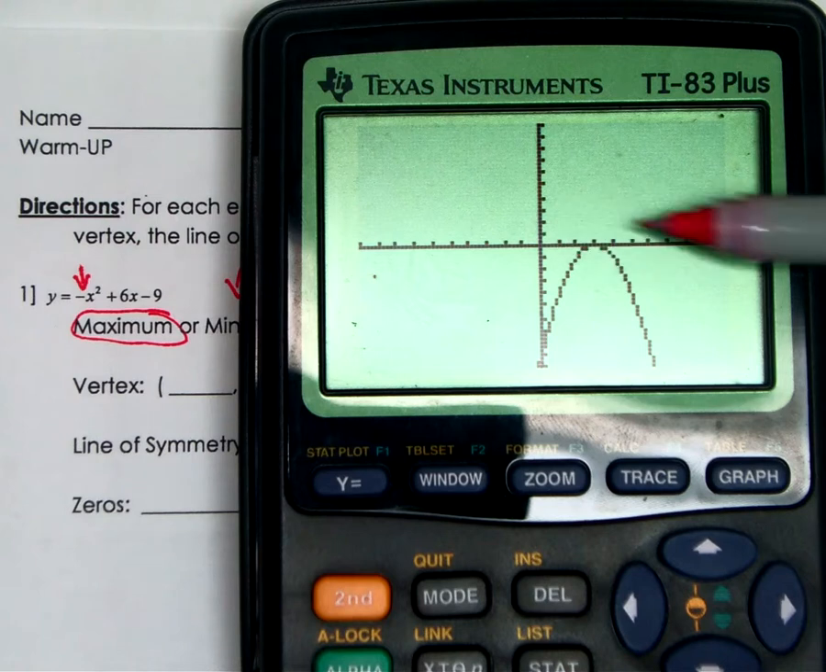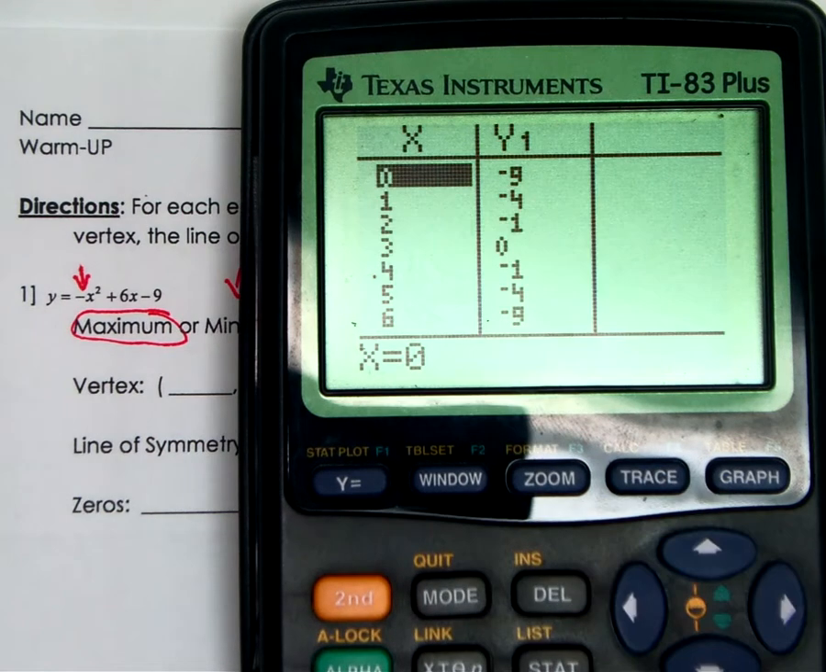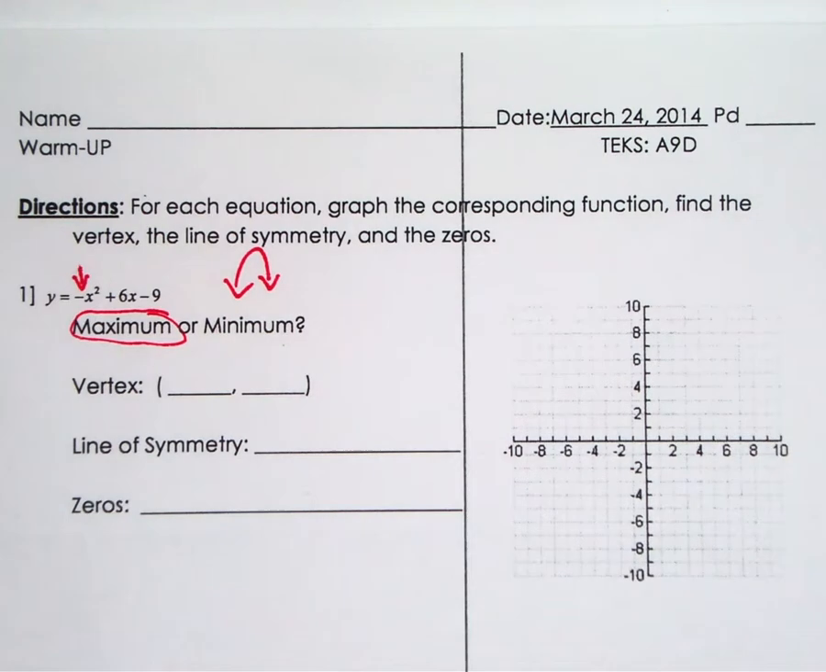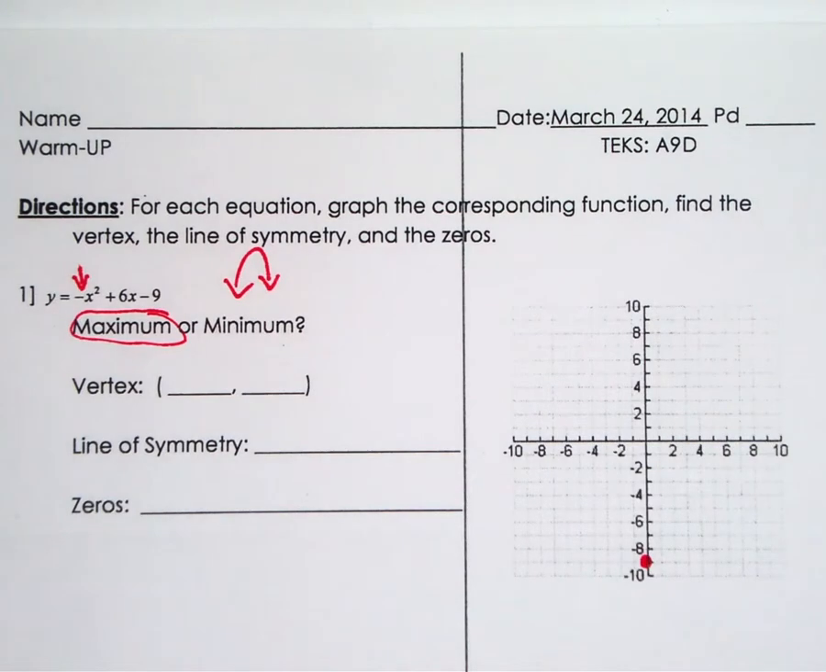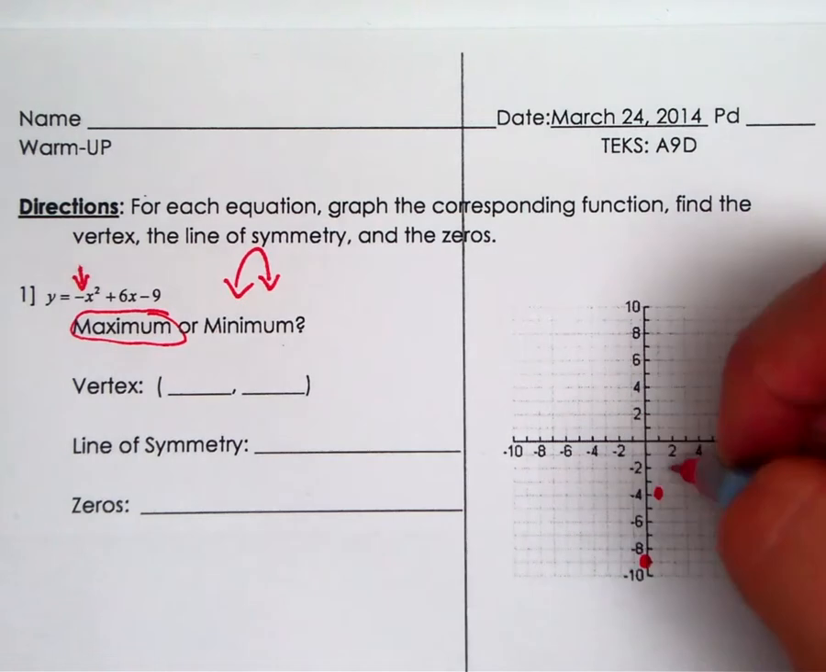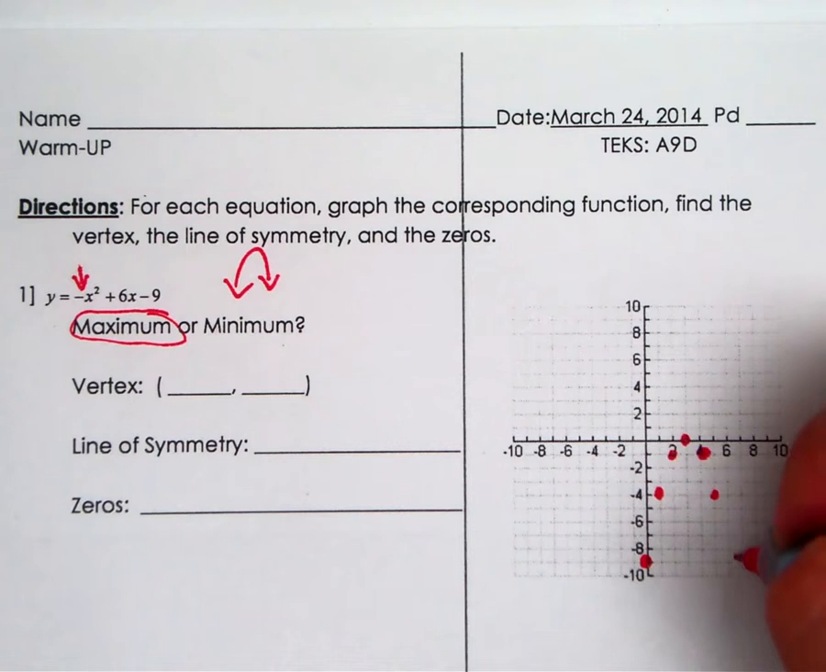And it looks like it's going to cross this x-axis at least one time. So I'm going to go to my table, second graph, and I'm going to go ahead and graph these points onto the table that's on my paper. So doing that, I see that when x is 0, my y is going to be a negative 9. And I'm just getting these points right off of my table on my calculator. When x is 1, our y is negative 4. When x is 2, you have negative 1. When x is 3, you have 0. Then you have negative 1, then negative 4. And when x is 6, you have negative 9 again.